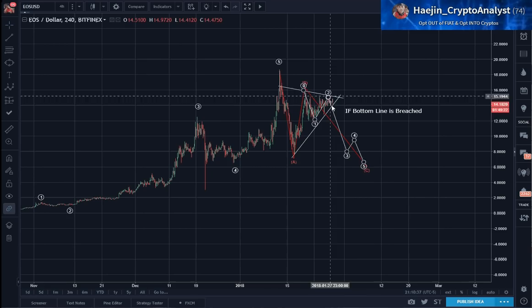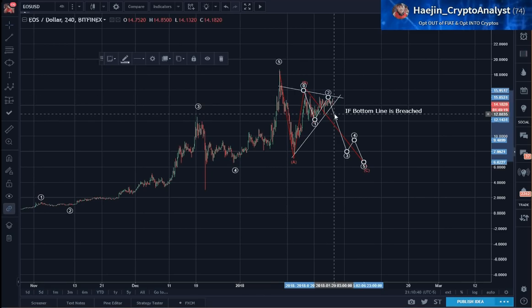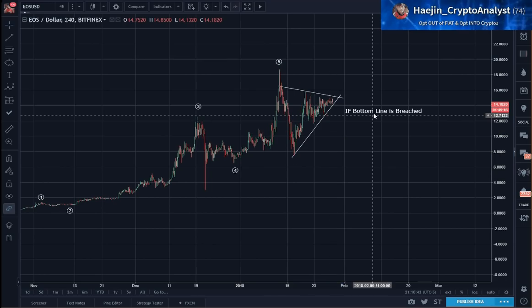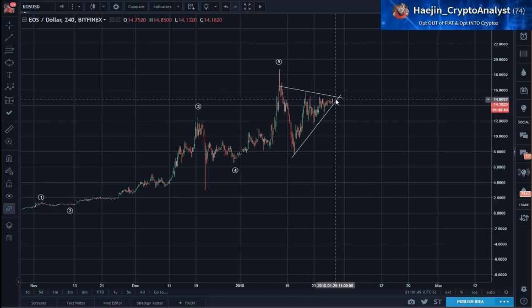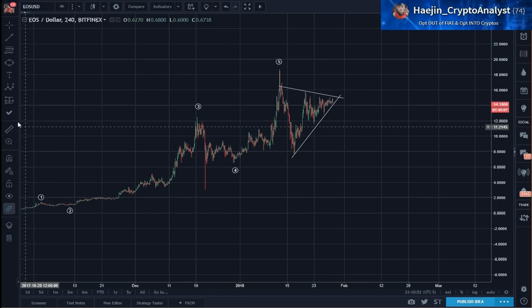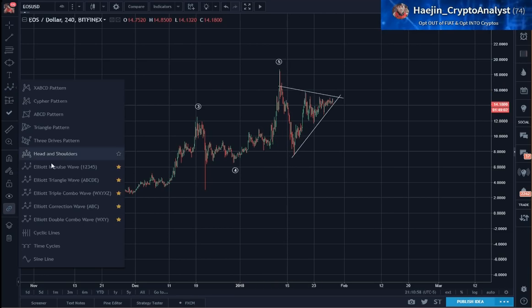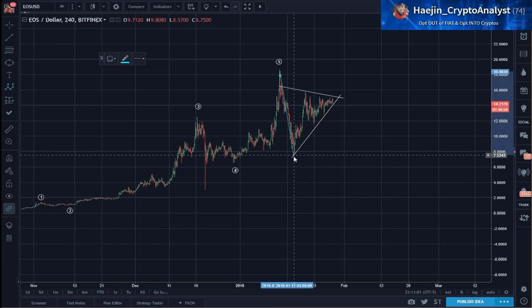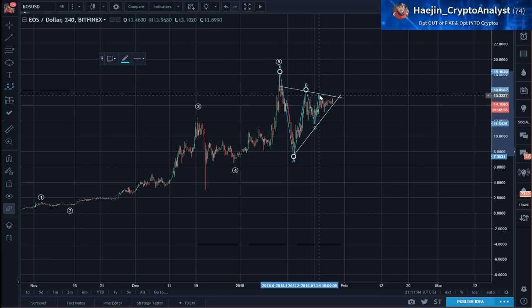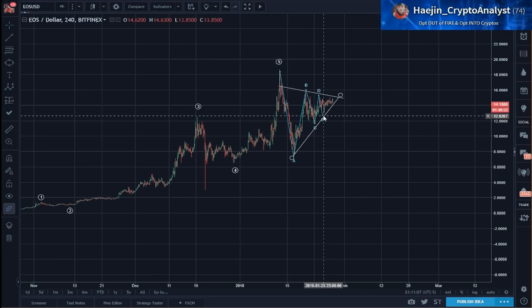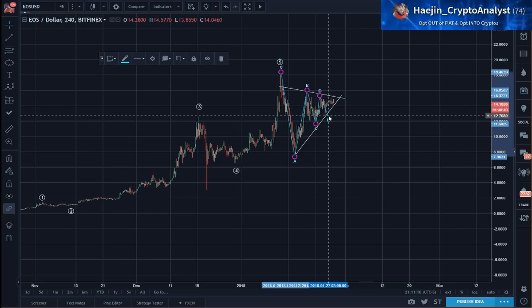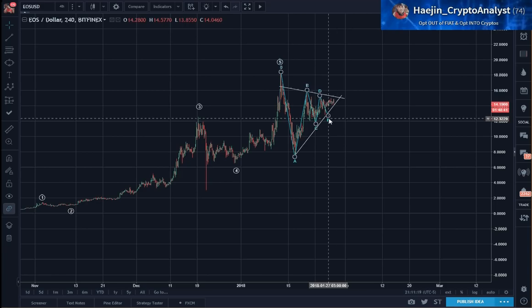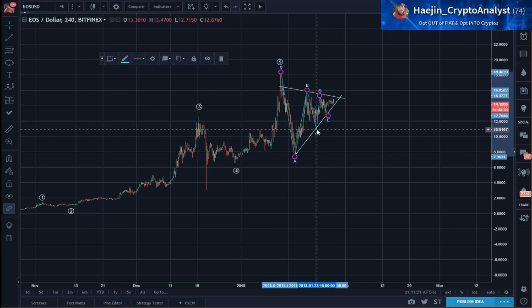So it's pretty vital for the bullish case for this line to remain unbreached. Now we have the option of labeling this triangle as A, B, C, D, and E. Triangles often represent a point of indecision. But because the E is sitting in the bottom line, the propensity of the price could be to rise.